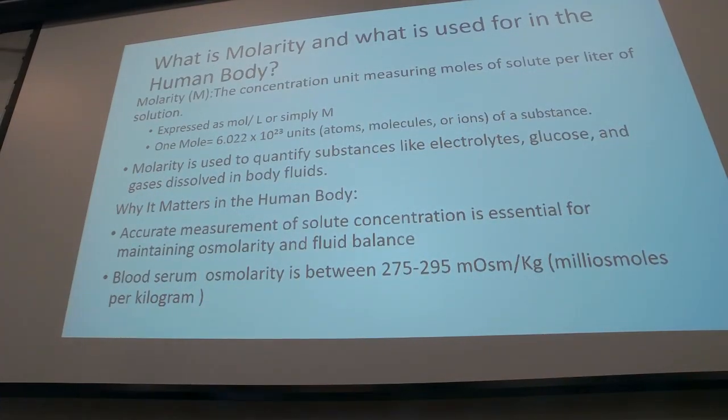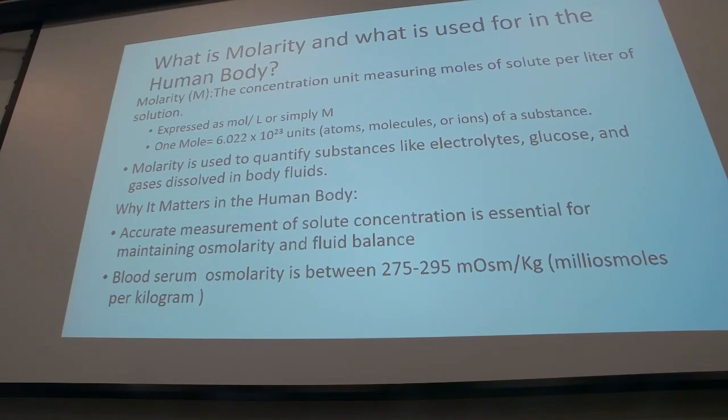Now, in science, we have a unit that helps us to measure the concentration of a solute in a solution. And that unit is called molarity, or molar. And you abbreviate it with a capital letter M. So this helps us to know what is the concentration of these molecules. And this molarity is typically expressed as moles, or mol with lowercase, divided by L, which is for liters. So moles per liter.